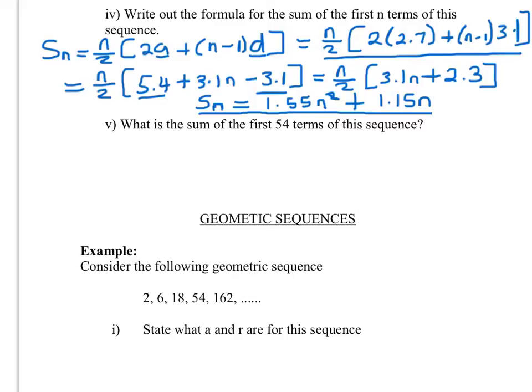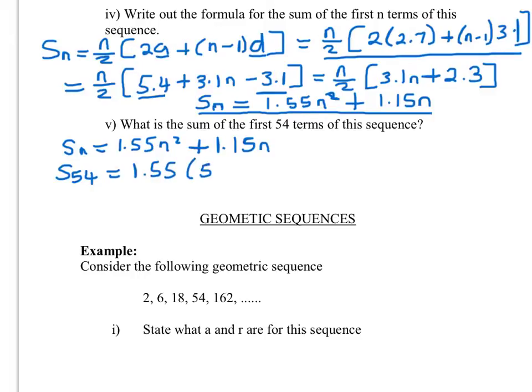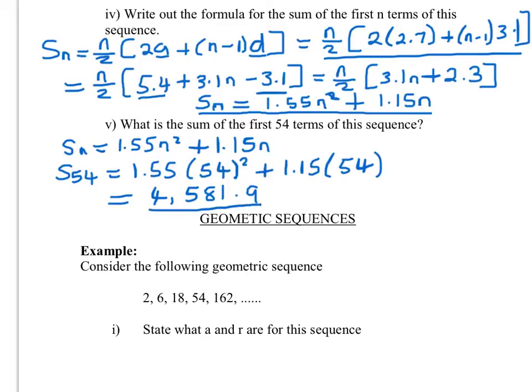Now if I'm asked to find in part 5 the sum of the first 54 terms of this sequence, well, I can just use this formula above here. Sn is equal to 1.55n squared plus 1.15n, and substitute for n the value 54. So S54, the sum of the first 54, is 1.55 multiplied by 54 squared plus 1.15 times 54. So definitely take out the calculator there and do this as a calculation and check, do you get the same answer as me? I got 4,581.9 as being the answer to that particular question.